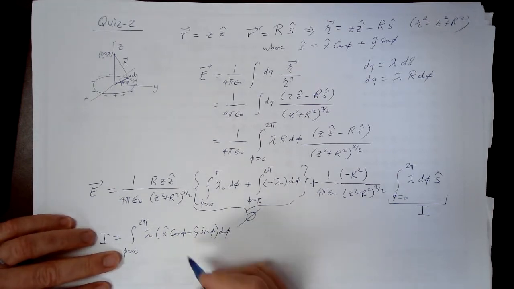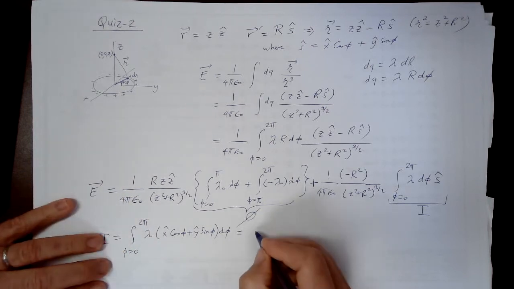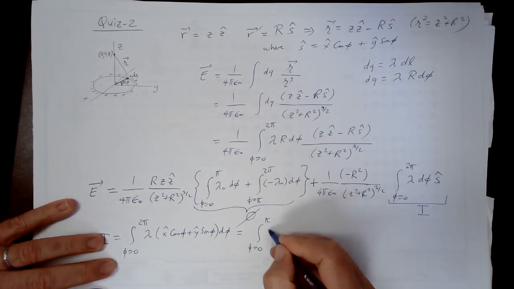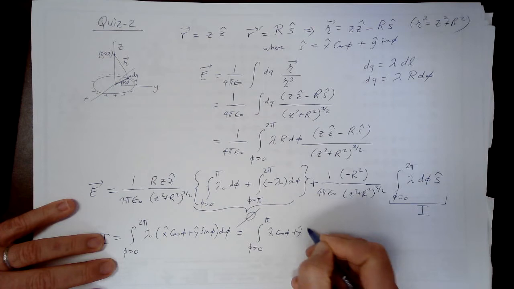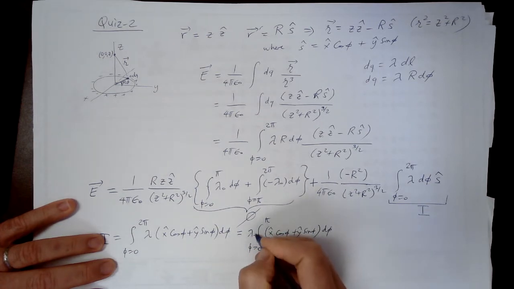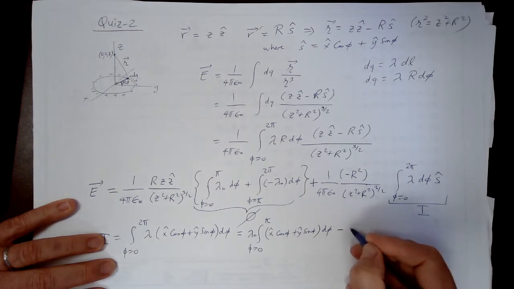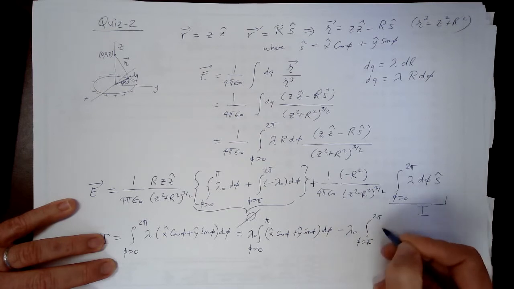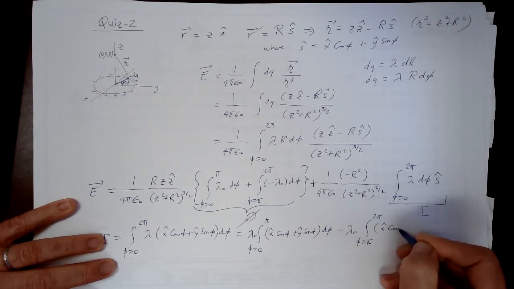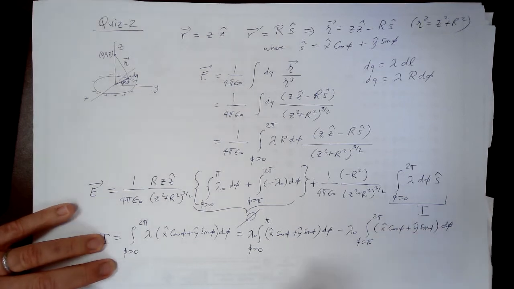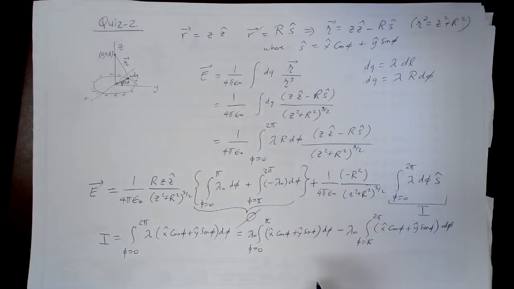And again, this will be separated into two parts. So I have phi 0 to pi, x hat cosine phi plus y hat sine phi d phi, and that's going to be plus lambda 0, and then minus lambda 0, phi pi to 2 pi, and then x hat cosine phi plus y hat sine phi d phi.